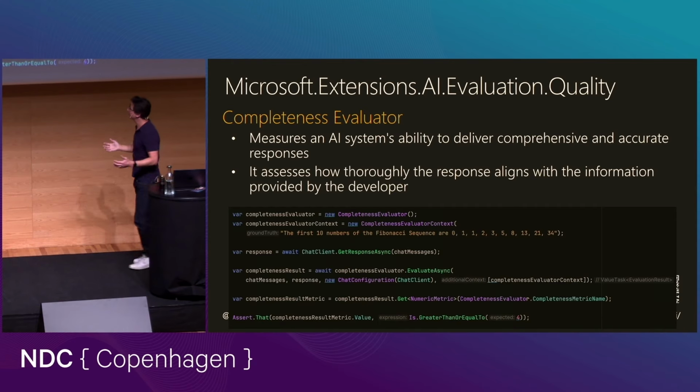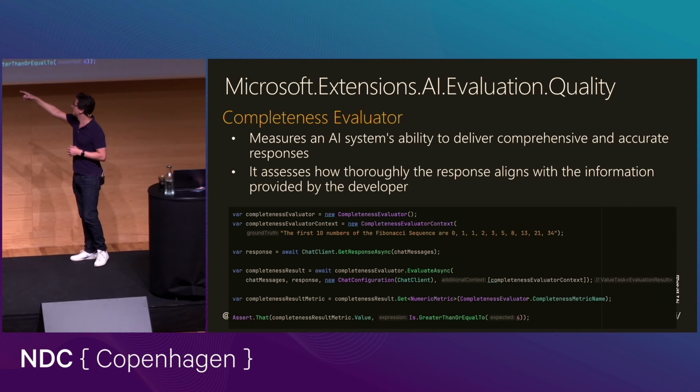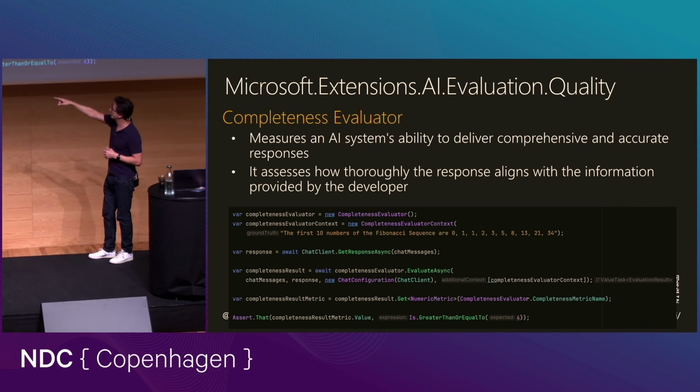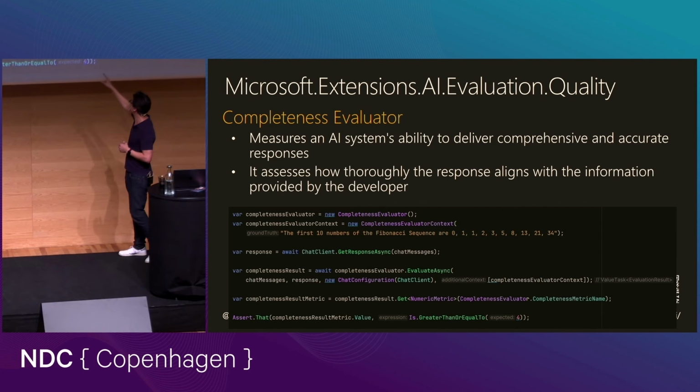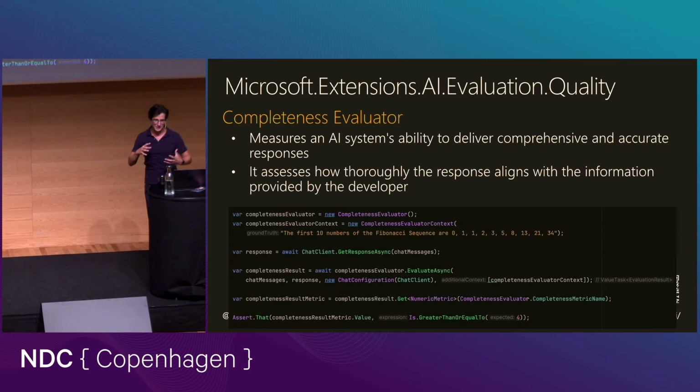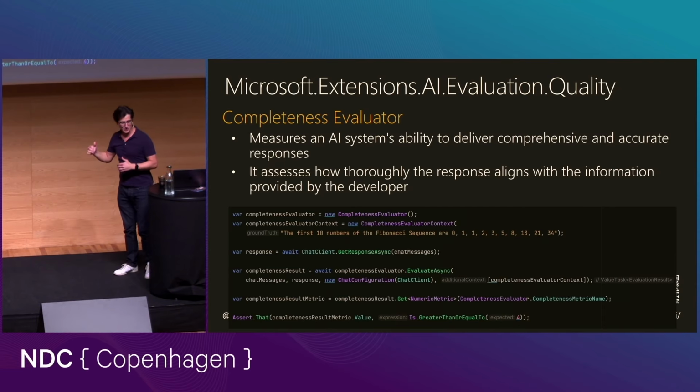But again, just like we did last time, we get the response from our chat client. We pass that response into the evaluator along with the chat message that we asked, along with the chat configuration of our chat client, along with our list of completeness evaluator contexts. And then we look to see that numeric result. In this case, it looks like we're still checking for 4. So again, these unit tests are a little weird to wrap your head around. Like the first time I saw this code, I was like, I don't get it. What's an evaluator? What's a context? But once you write 1 or 2, they're all basically the same.